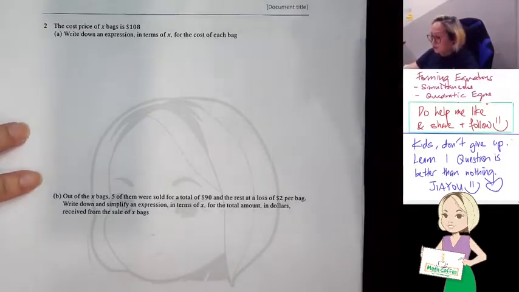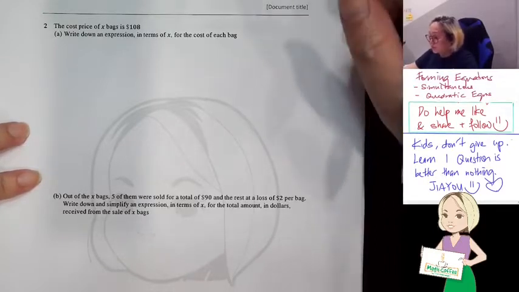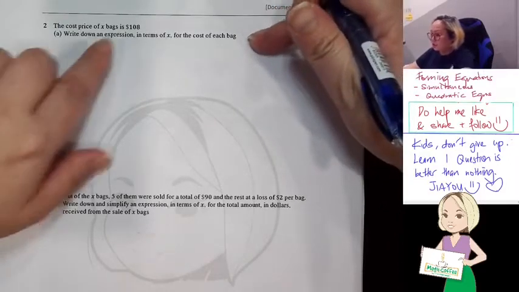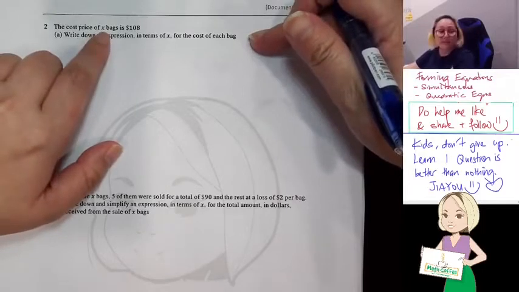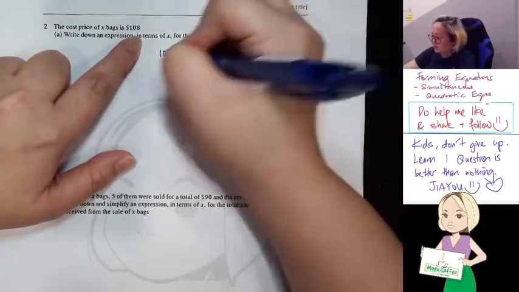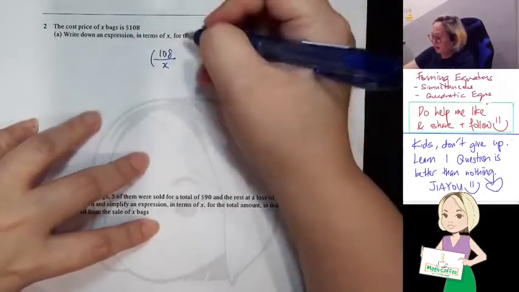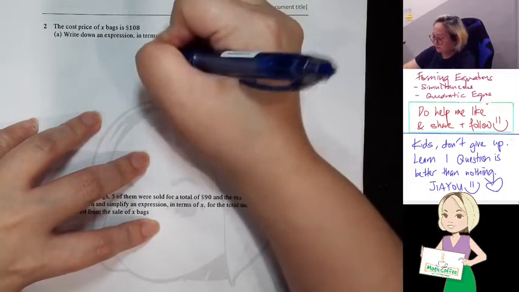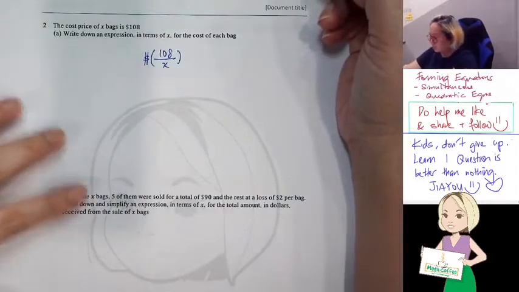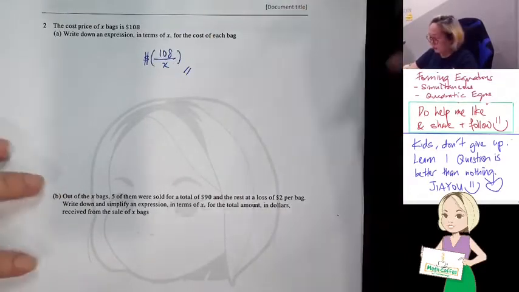Okay, now let's go to question 2. The cost price of x bags is $108. Write down an expression in terms of x for the cost of each bag. So you have the number of bags is x. So take the total amount that you have paid for the bags, $108, divide by the number of bags that you buy, and that will be the price for one bag. Okay, and that will be for part (a), and that's only 1 mark.